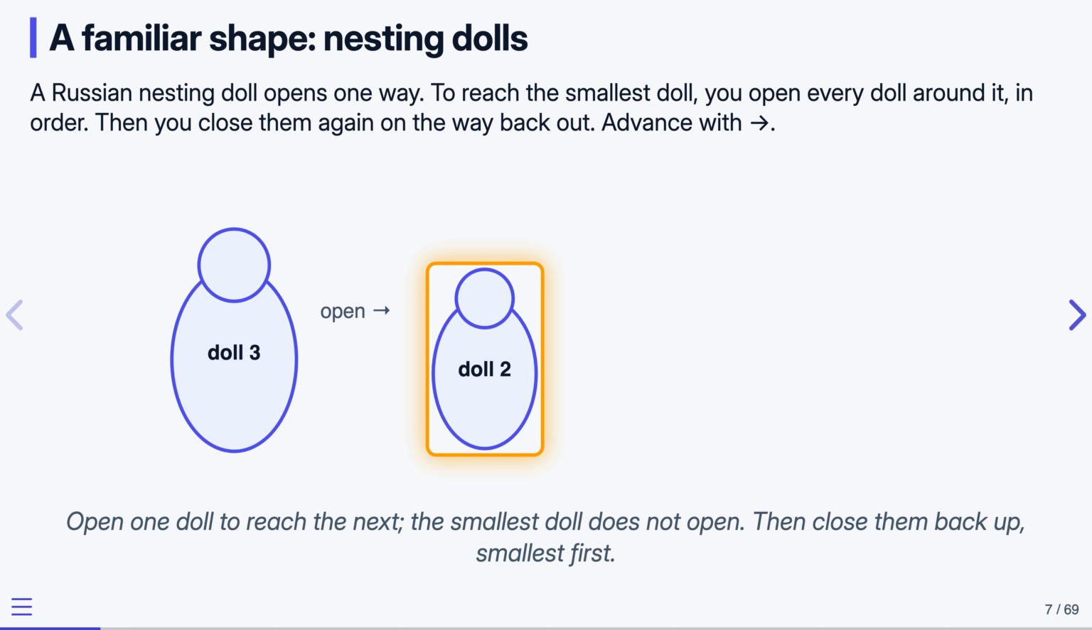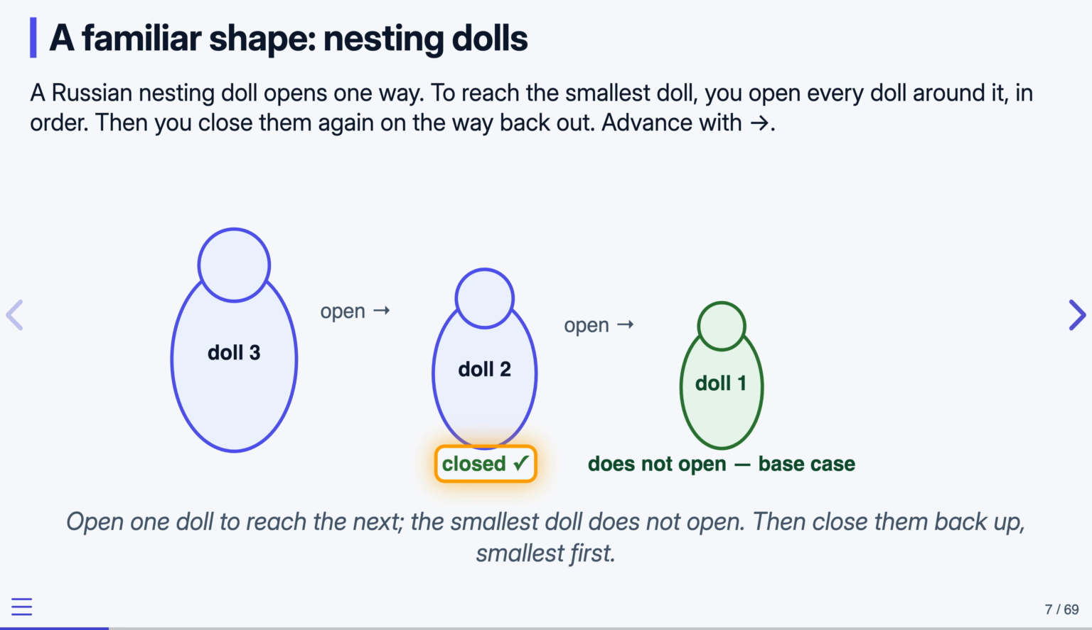Now you close them again on the way back out. First you close doll 1 back into doll 2. Then you close doll 2 back into doll 3. The closing on the way out is just like a function returning its answer.